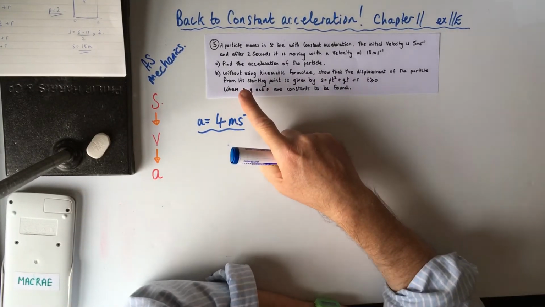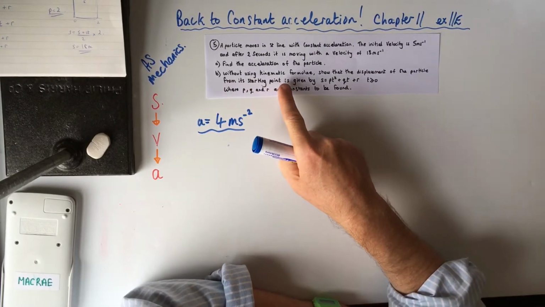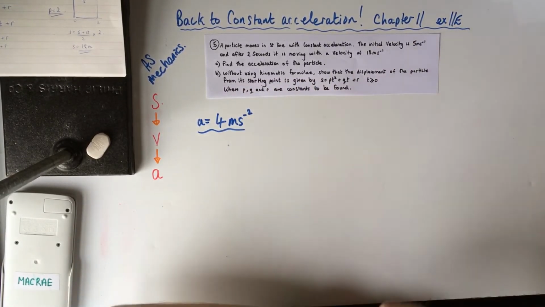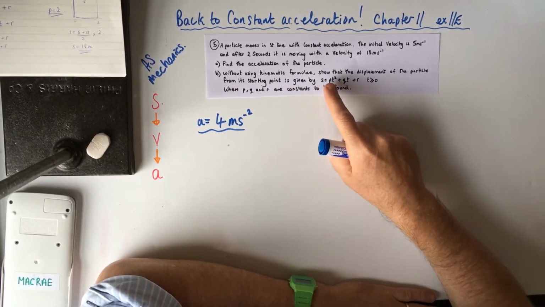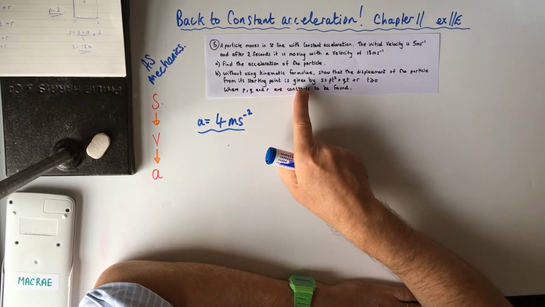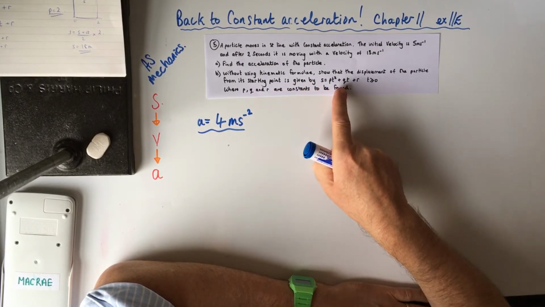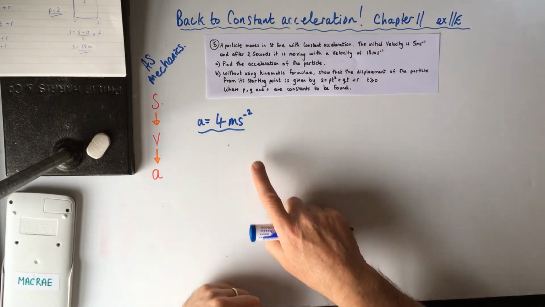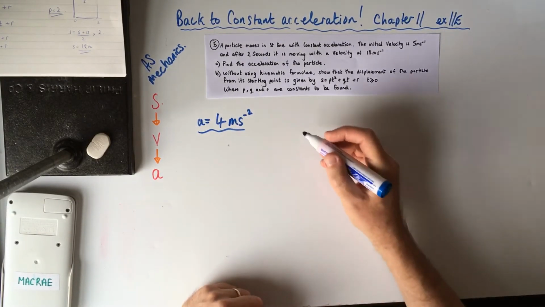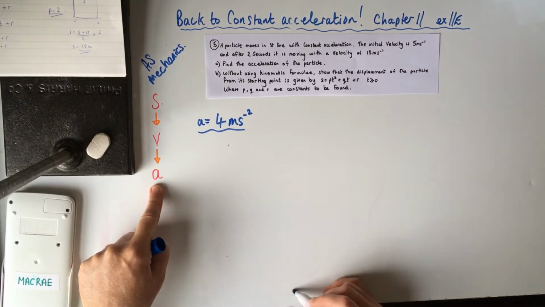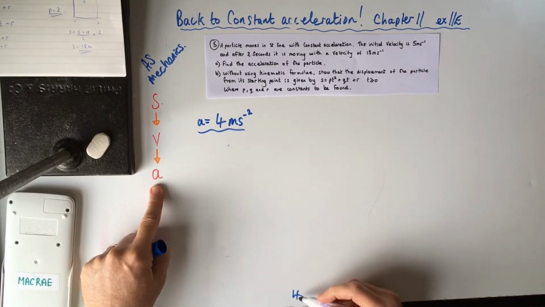Now it's this next bit here. It says without using the kinematic formulae. So that's saying not to just go straight and use Newton's equations that we know. Show that the displacement of the particle from its starting point is given by this equation. So I suppose here it's saying start with, so I'm going to do this the other way up, so I'll do it from the bottom. We're starting with an acceleration of 4.